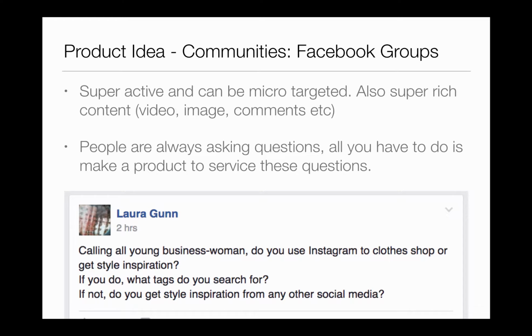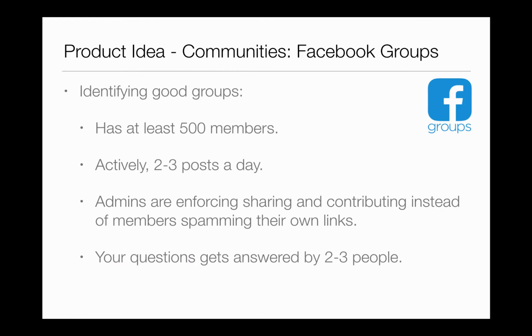And I suggest that when you're going through all of these groups, the problem that you choose has to come up pretty frequently. So every now and again, you need to be able to see this problem rise, not just a once-off. Second thing about the Facebook groups is you want to be involved in some high quality ones.